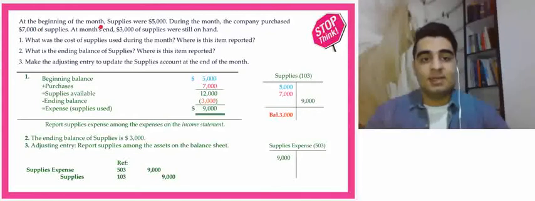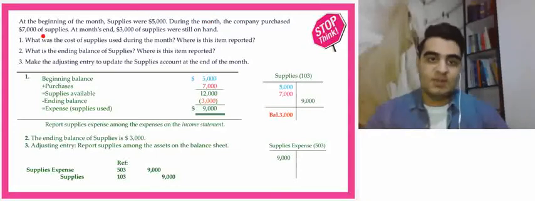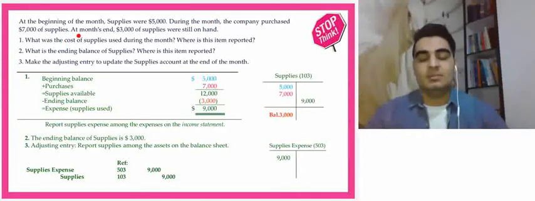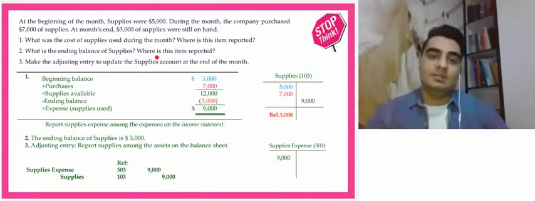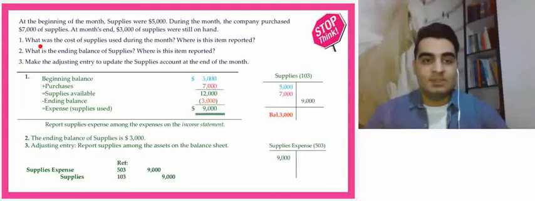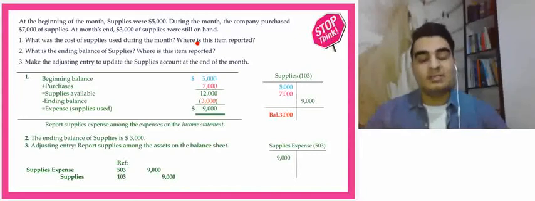It says that at the beginning of the month, supplies were $5,000. And during the month, the company purchased $7,000 of supplies. At the month's end, $3,000 of supplies were still on hand. There are three requirements. The first one says: what was the cost of supplies used during the month, and where is the item reported? Well, since it's an expense, we will report it in the income statement. All expenses should be reported in the income statement.